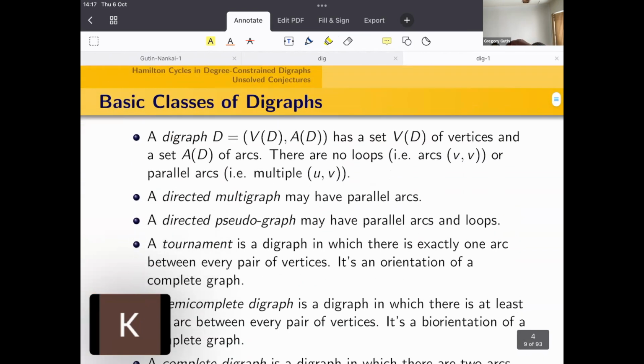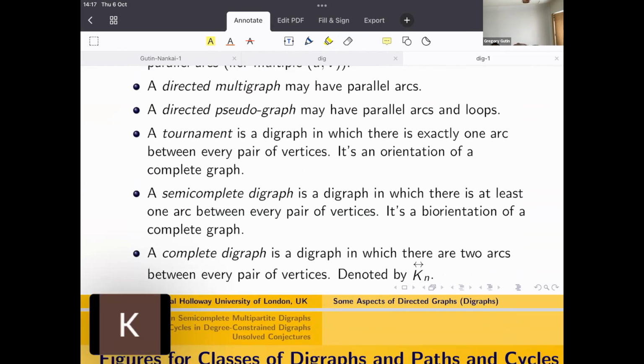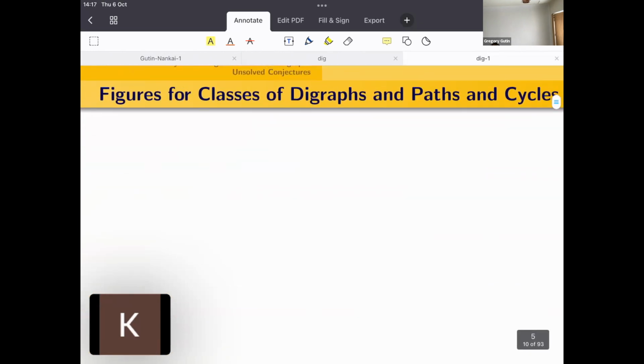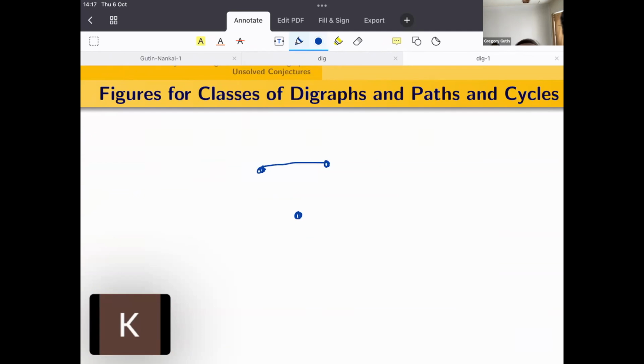So what is a complete digraph? The complete digraph is a digraph in which there are two arcs between every pair of vertices. It's denoted Kn, but with arcs going in the opposite direction, to distinguish it from the ordinary complete undirected graph. Let me give you an example with three vertices. The complete directed graph is like that. So this is K3.